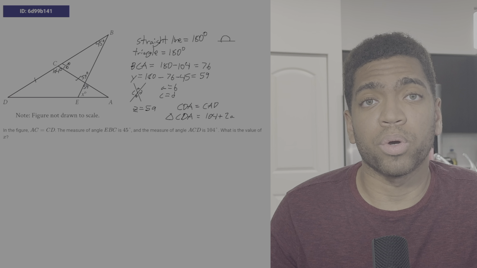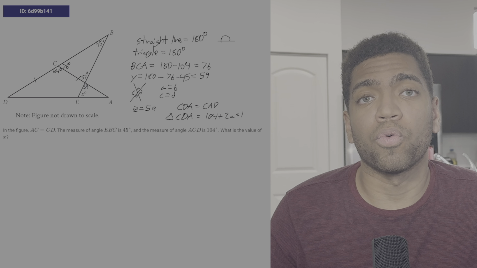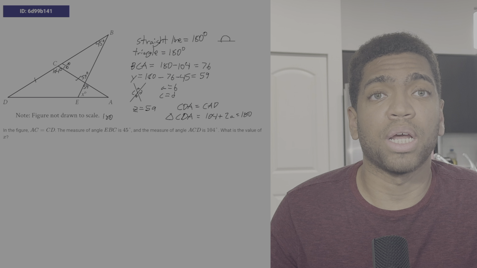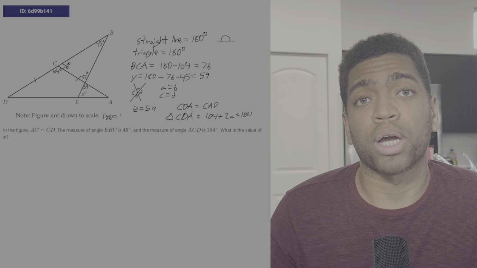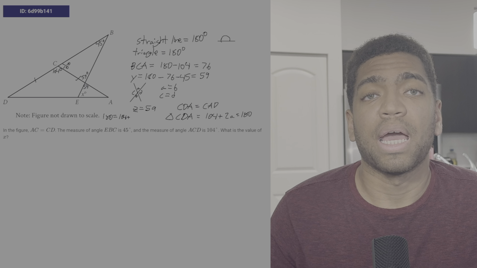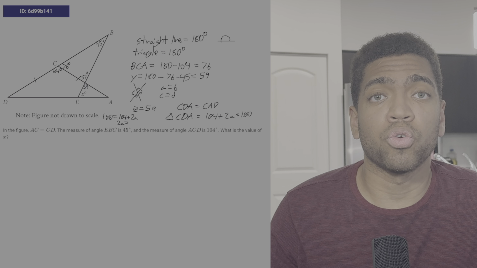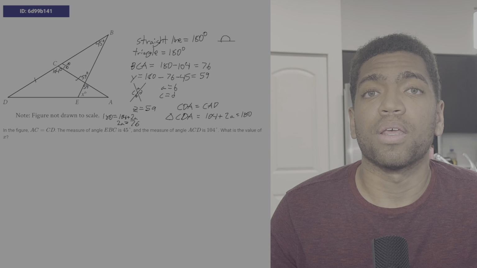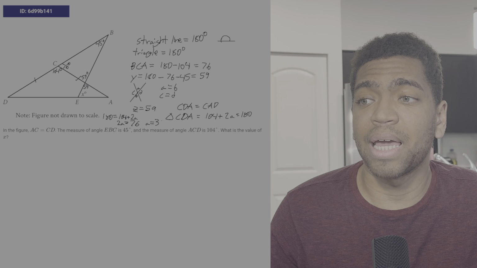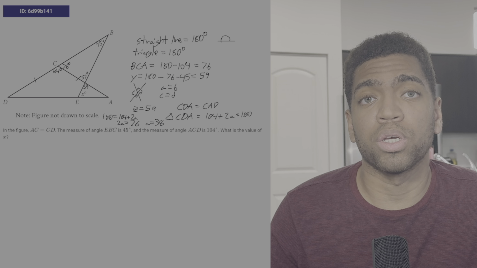When we solve that equation, 104 plus 2a is equal to 180, when we subtract 104 from both sides, we get 2a is equal to 76. When we divide 76 by 2, we get a is equal to 38. That tells us that angle CAD is going to be equal to 38 degrees.